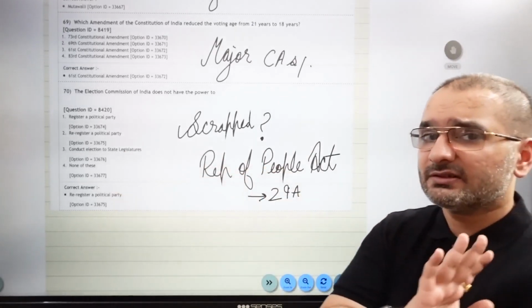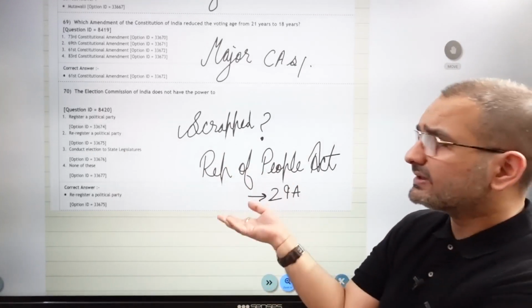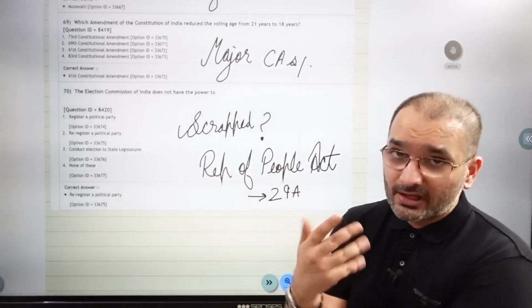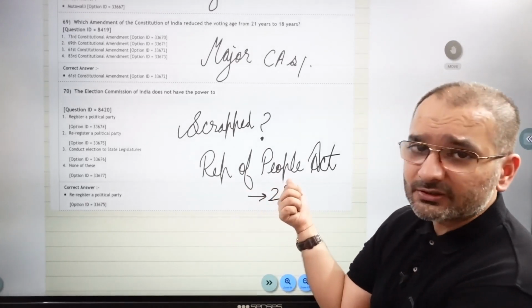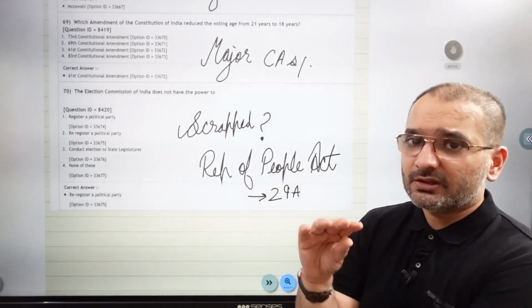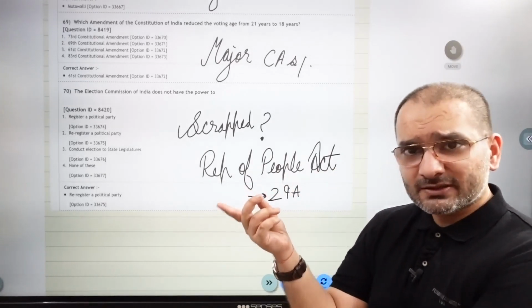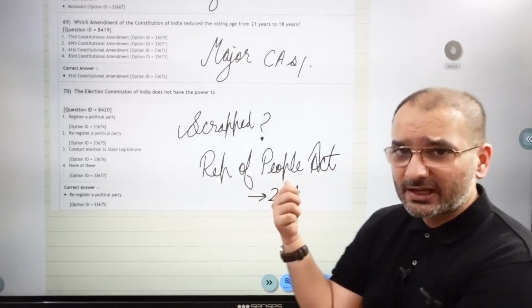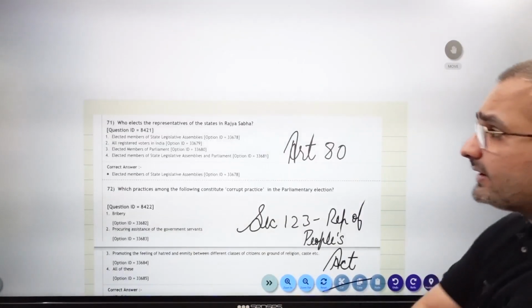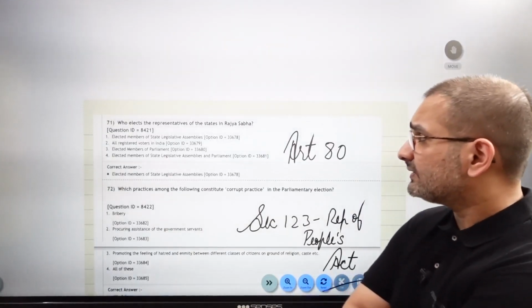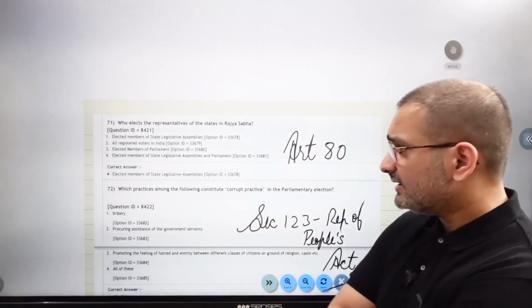May have been scrapped because it's not explicitly given anywhere, but may not have been also. Any which way, this question gives you a hint that you'll need to go over details of Election Commission and its powers and the Representation of People Act, because I'll show you another question that is coming straight away from this act. Right. Now, who elects the representatives of the states in Rajya Sabha?